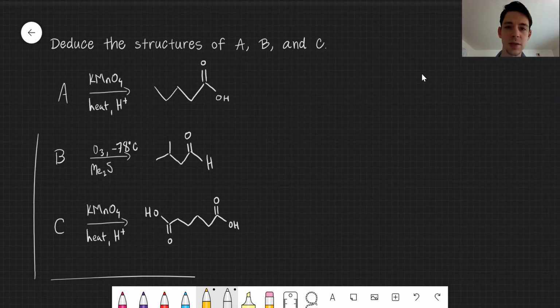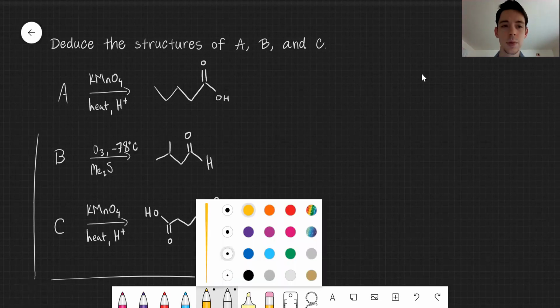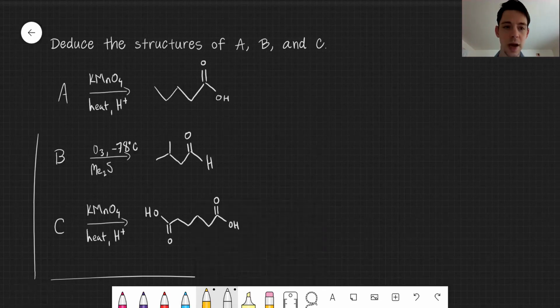This first problem asks us to identify A, B, and C from the products of these different reactions. So our first one is potassium permanganate reacting with some alkene under heat and being acidified at the end. Okay, so one thing to note, we only get one product. The presence of one product indicates that this must be a symmetrical molecule.